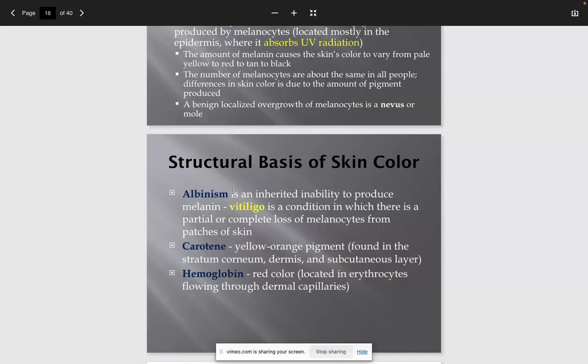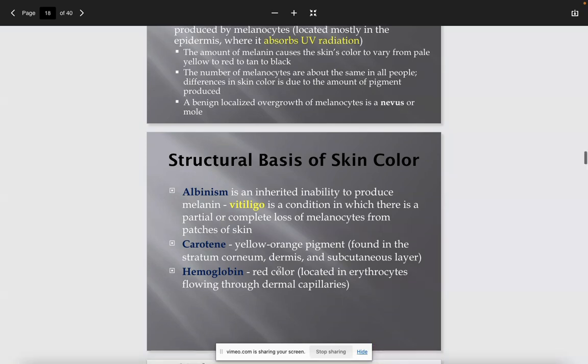Hemoglobin is a red color located in erythrocytes flowing through dermal capillaries. Sometimes you can see where blood vessels are very superficial underneath the eyes. You can see a bluish-red distribution here. This is also what's responsible for bruising. As you get a bruise or a contusion, and blood gets outside of the vessel, it produces this red color, which begins to turn yellow, and this is due to the breakdown of hemoglobin.